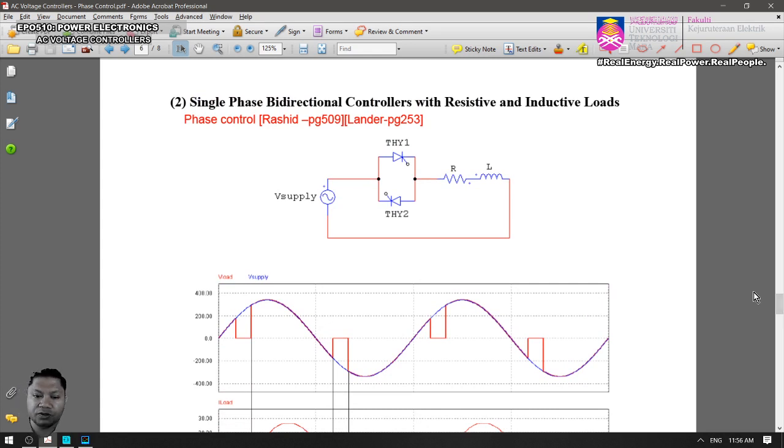Let's say the load angle is 30 degrees because of R and L. Because of the R and L size, you get a load angle equal to 30 degrees. And therefore, beta becomes 180 degrees plus 30 degrees. So now it becomes 210 degrees.